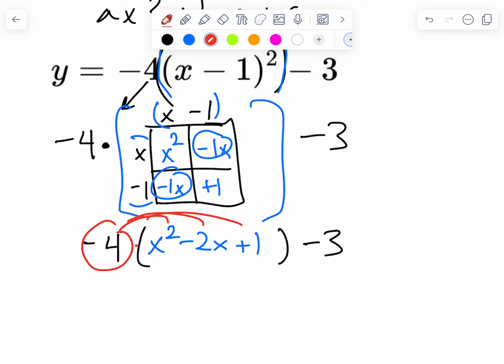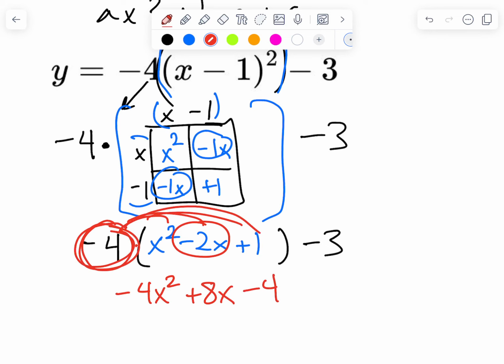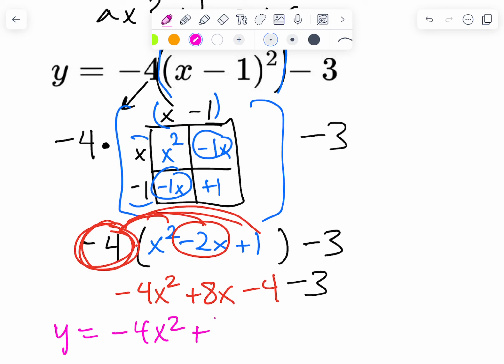So negative 4 times x squared is negative 4x squared. Negative 4 times negative 2x is positive 8x. And negative 4 times 1 is negative 4. And then we have to minus 3. And then for the grand finale here, we're just going to write y equals negative 4x squared plus 8x. Negative 4 and negative 3 together is minus 7.